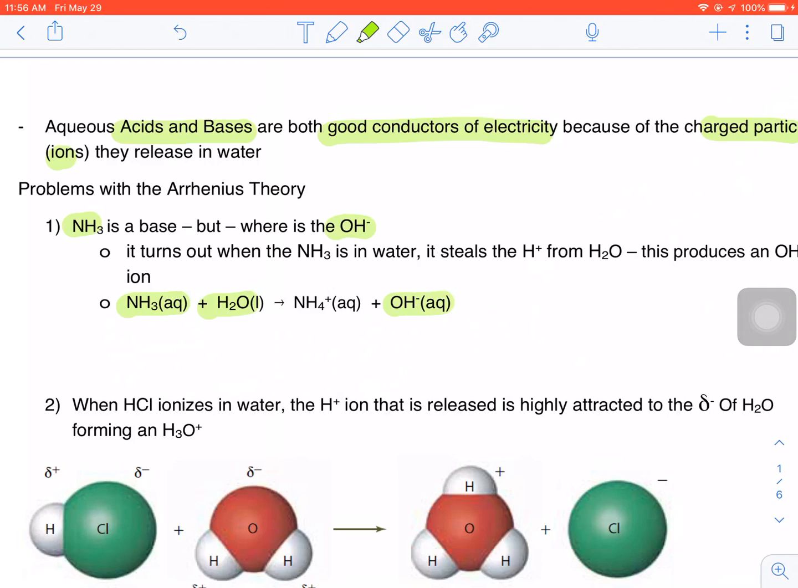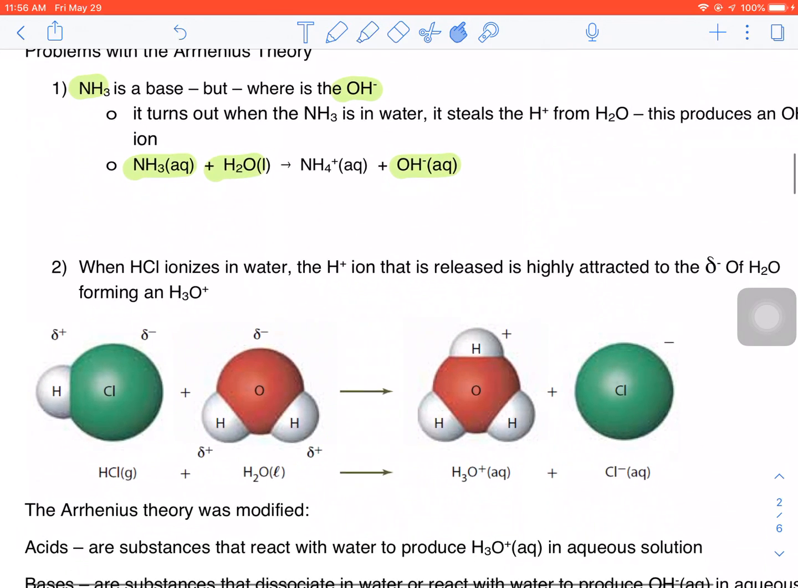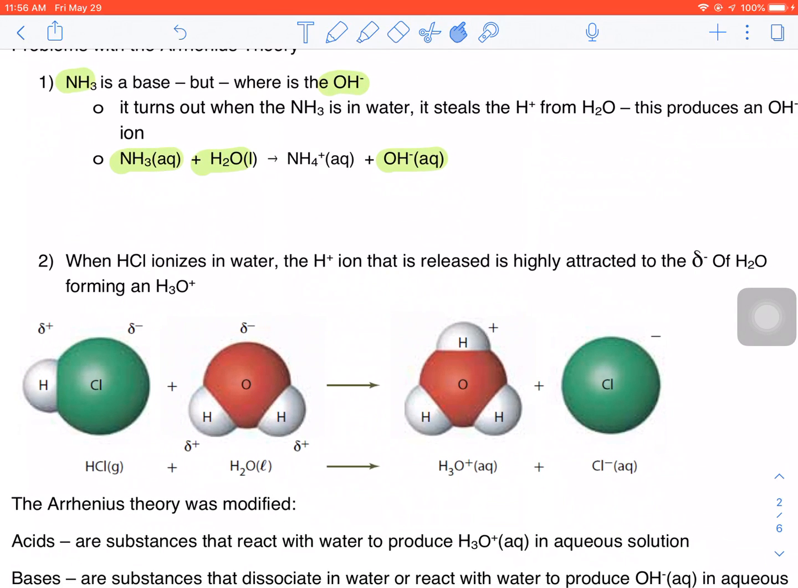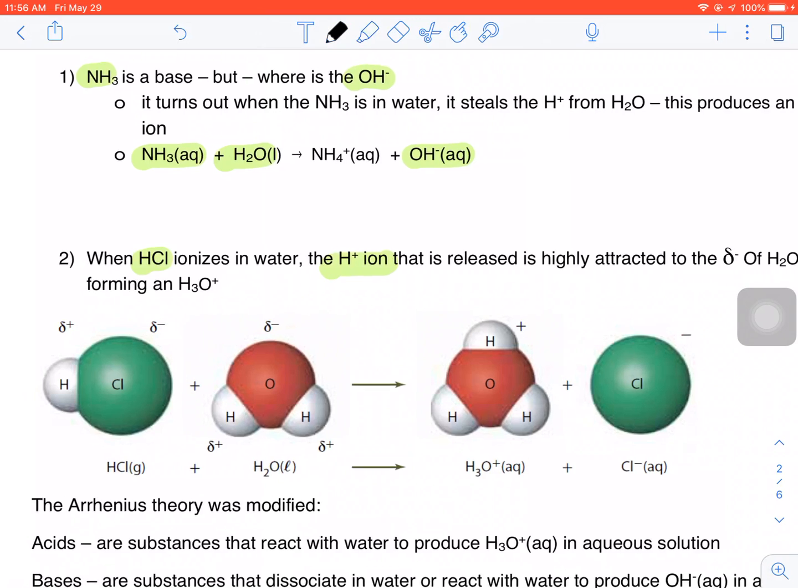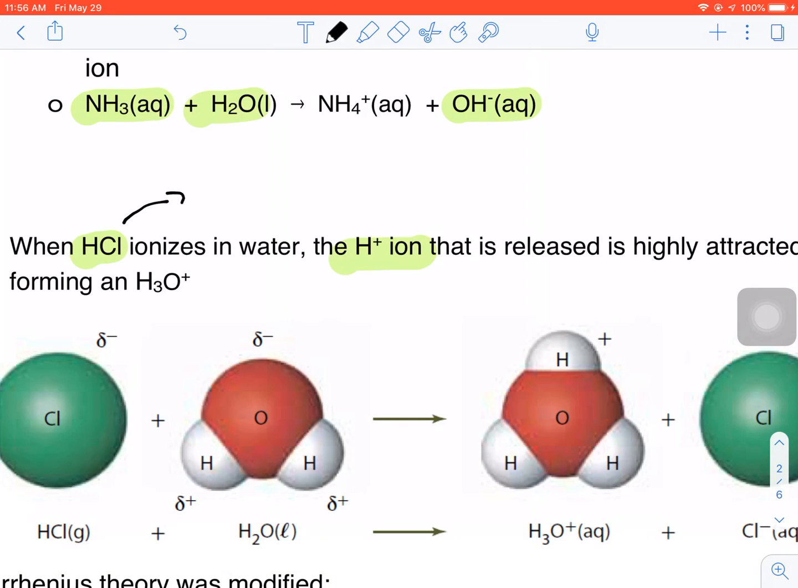with the Arrhenius model of acids and bases is what happens when I put hydrogen chloride in water. If my HCl separates to produce H plus and Cl minus, that's what Arrhenius says, right? But the problem is that the H plus being produced can't float around in water very easily, because as soon as it sees the water, it's going to bind to the water.